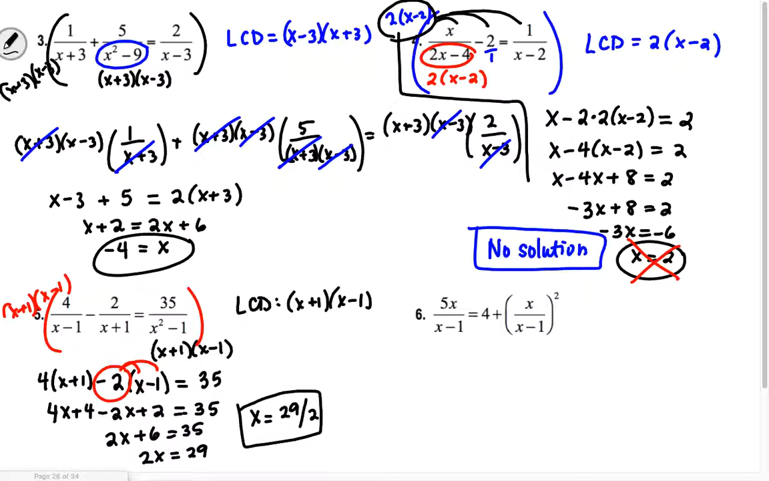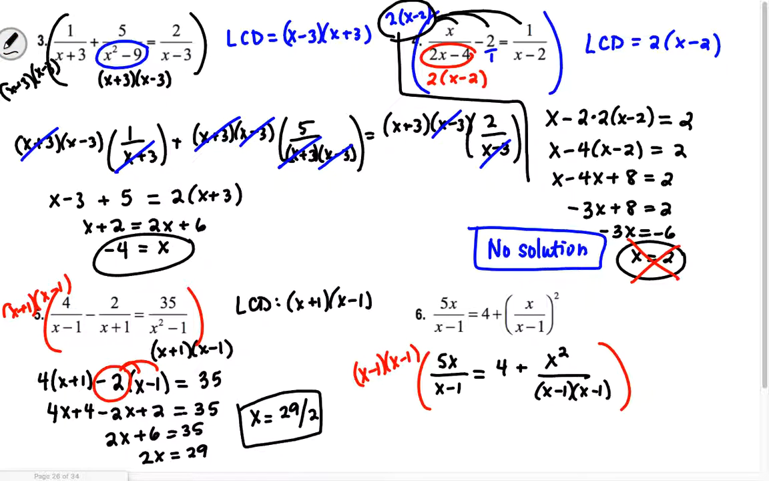Awesome. All right, so this next one we have x over x minus 1, and it's all squared. So if we just think about that as x squared over x minus 1, and you can write squared or you can write x minus 1 times itself like that. That might help. So do you guys see what your least common denominator needs to be in this case? Yeah, you need x minus 1 times itself, x minus 1. So we're going to multiply everything through by x minus 1 times x minus 1.